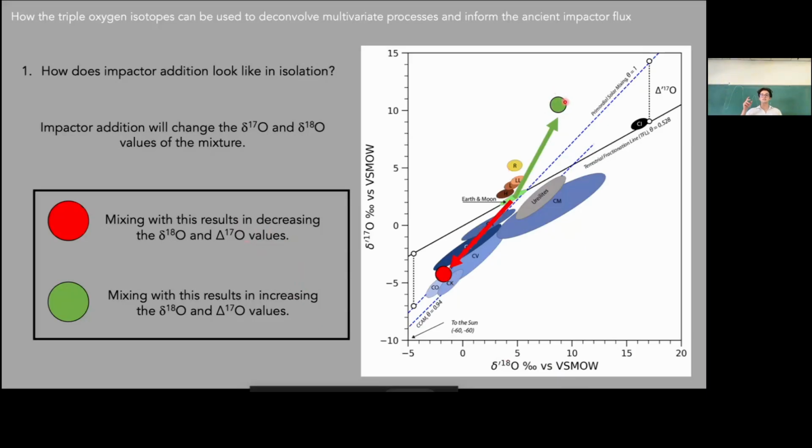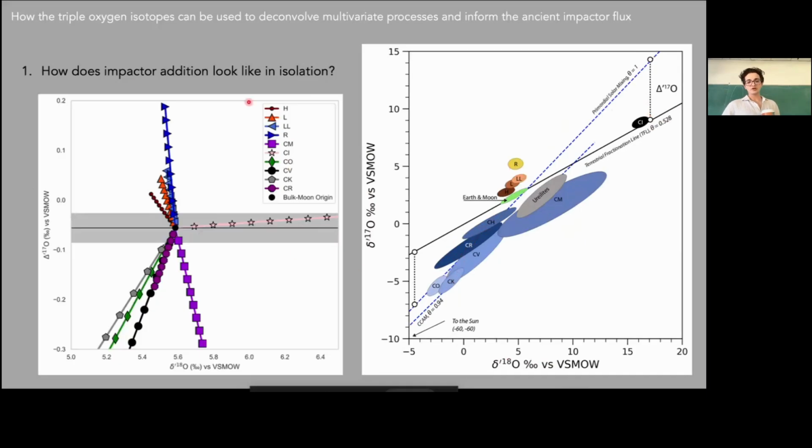So now I'm going to change this space to, instead of plotting what we call the little delta 17, we'll plot that big delta 17, that deviation in y-axis space. So this kind of looks like this plot on the left here, and this plot will be used again. So we'll break it down step by step. This plot is showing us the mixing array of different impactor types. The bulk moon origin is what we call the pristine bulk moon, what we think the moon is without any impactor contamination. The horizontal gray bar is the plus or minus deviation of that pristine bulk moon value, what we think that plus or minus is. And these mixing arrays go to different impactors and the average within that group.